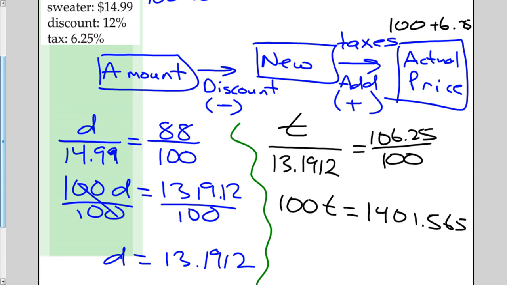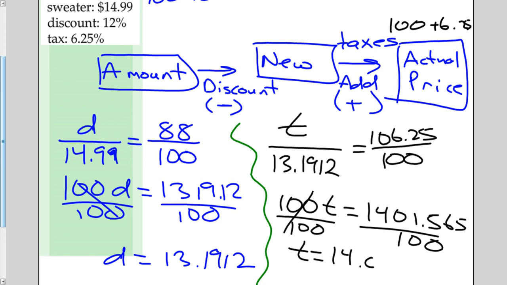That's going to give me 1401.565. I'm going to divide by 100 on both sides to get rid of the number in front of the variable. And then I'm going to end up with 14.01565, and since it's 14.015, I'm going to round up so it's 14.02. And so the amount that I'm actually going to pay for this is going to be $14.02. And the reason that it's less than the original is because I discounted 12%, and then I added 6.25%.